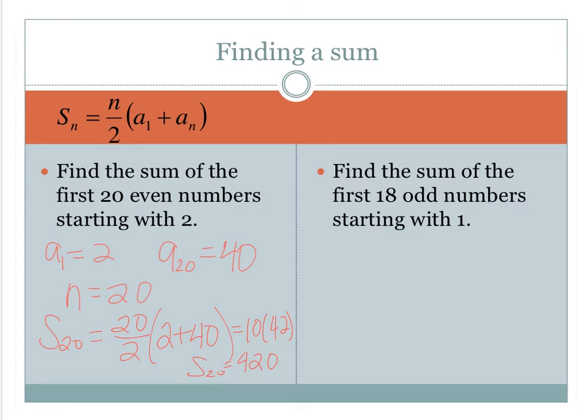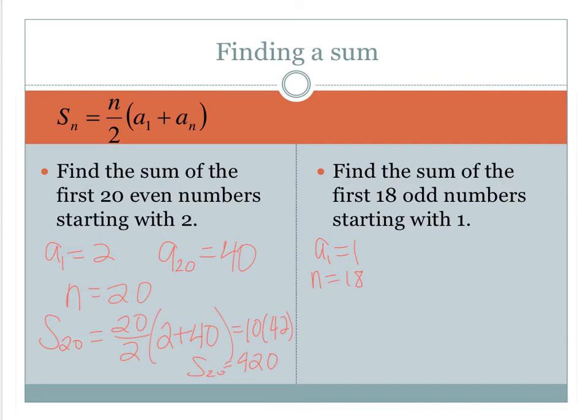All right, so let's try the next example. Pay attention to the differences here, okay? Find the sum of the first 18 odd numbers starting with 1. So what's my A1 going to be? 1. What's my N going to be? 18 is my N, the number of terms, right? Yes. And what is the 18th odd number? If you don't know, or if you know, let the rest of the group figure it out.